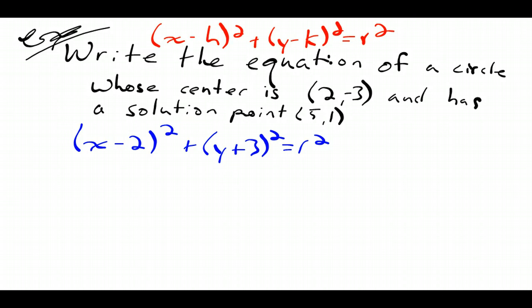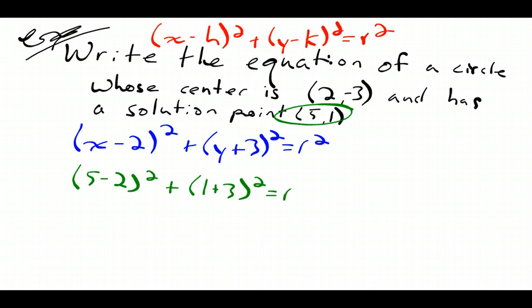Well, the only information that we need now is what r squared is. However, I have that 5, 1 is a solution point, so that's supposed to be on our circle. Since it's supposed to be on our circle, it must work in the equation. So therefore, I can say that 5 minus 2 squared plus 1 plus 3 squared equals r squared would work. I can use this to find what r squared is going to be.